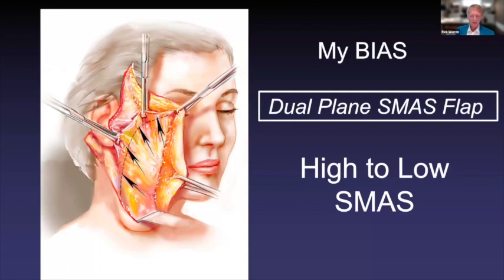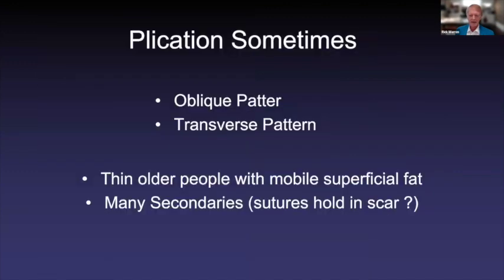Now, I have to give a bias because I think all surgeons have it. My bias is that I think you get better results, more long-lasting potentially, when you undermine the SMAS superficial fat and lift it. And I do something I call a high to low SMAS. I do plication sometimes, and if I do that, it's either an oblique pattern or a transverse pattern, as Lennert showed you.